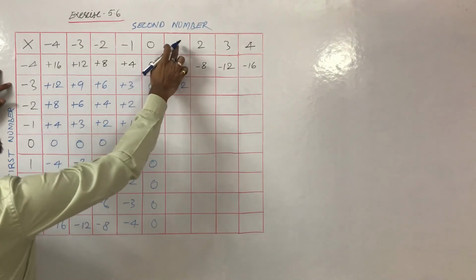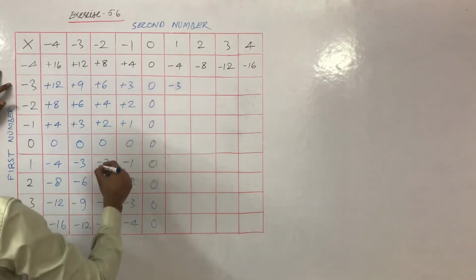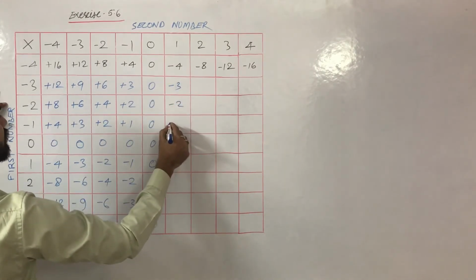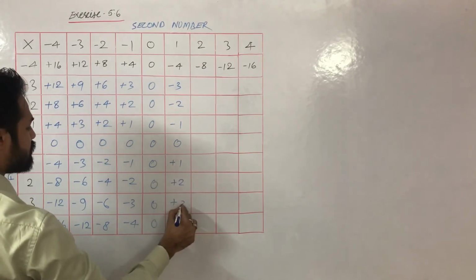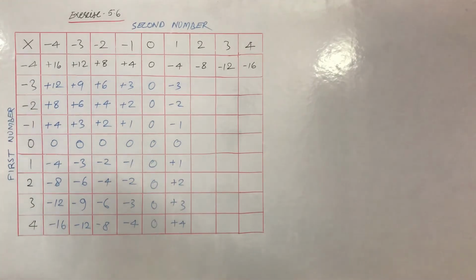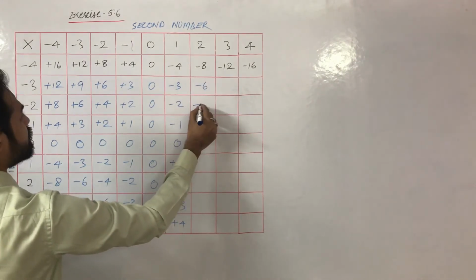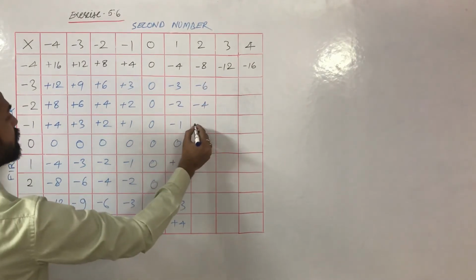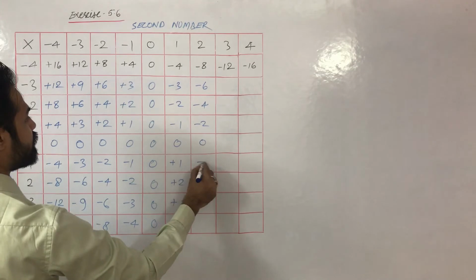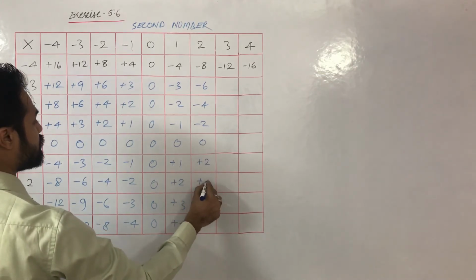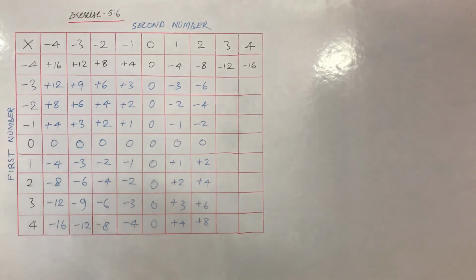No. We have to multiply by 1. So 1 into minus 3, minus 3, 1 into minus 2, minus 2, 1 into minus 1, minus 1, 0, plus 1, plus 2, plus 3, plus 4. Right. By 2, 2 into minus 3, minus 6, minus 4, minus 2, 0, plus 2, plus 4, plus 6 and plus 8.